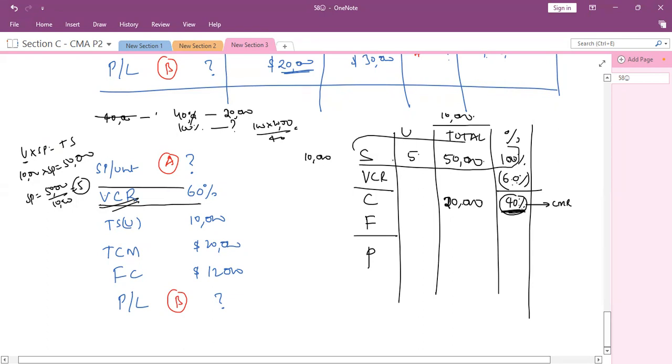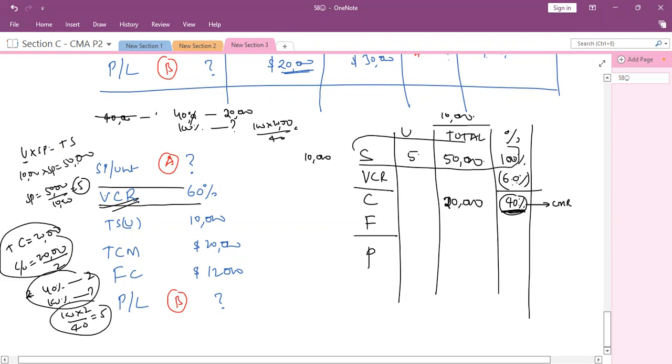Is variable cost per unit given to us? Not given. Then what is given per unit? Any information? 60%. Contribution is given. How much contribution? 20,000. When total contribution is 20,000, what is the per unit contribution? 2. This 2 is also equal to how much percentage? For 40% it is 2, so 100% is equal to how much? In that case also you will get 5.